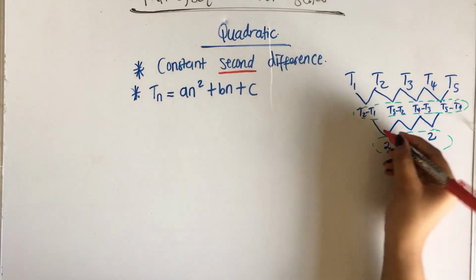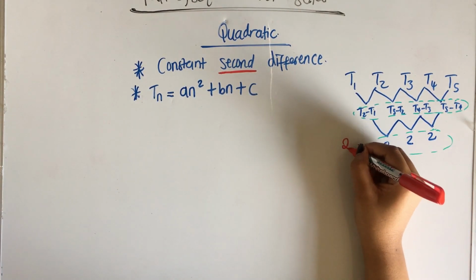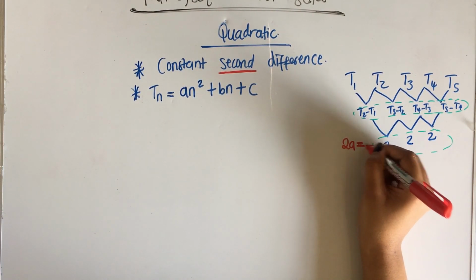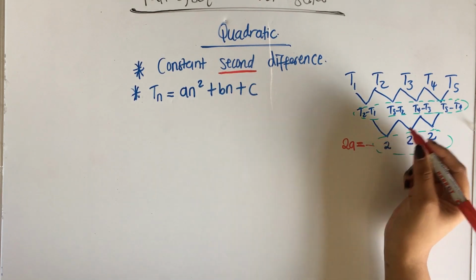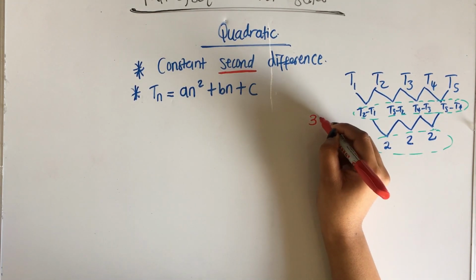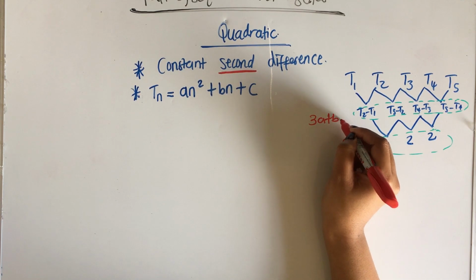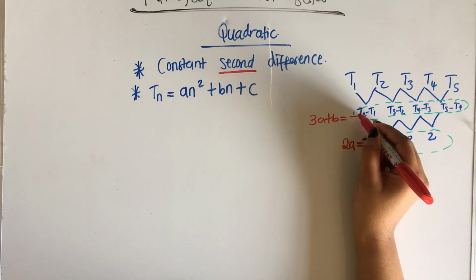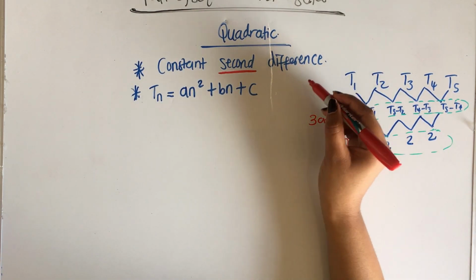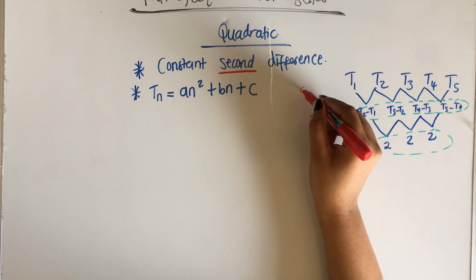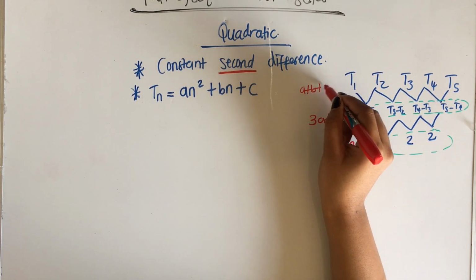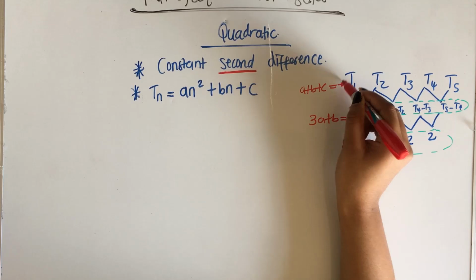So here, you are going to have 2a being equal to this. Then you're going to have 3a plus b being equal to that. And then you're going to have a plus b plus c being equal to that.